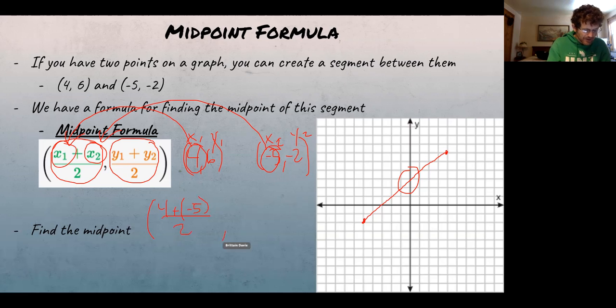The second one, because I'm going to get an x coordinate out of that, the second calculation is taking my y values. So it's going to be these plugged in to the second calculation. That's going to be 6 plus -2 over 2. So let me finish the calculation, then we'll talk about this equation a little bit more. So 4 plus -5 is going to be -1 over 2. 6 plus -2 is 4 over 2, which leads us to our final midpoint of -1/2, 2.